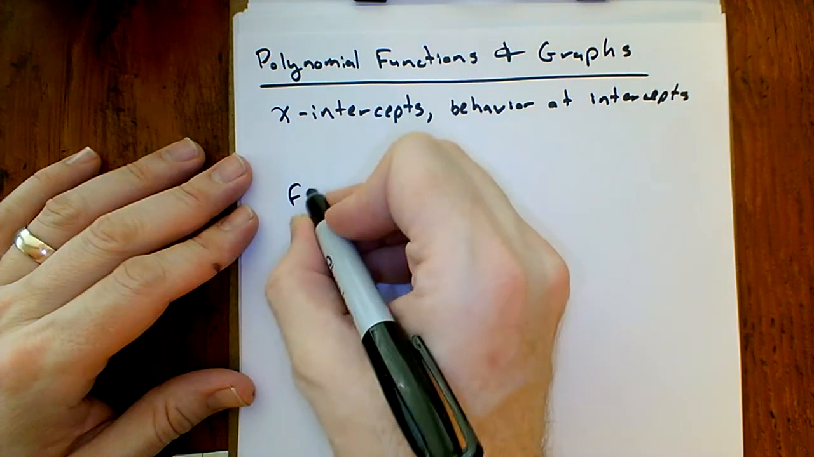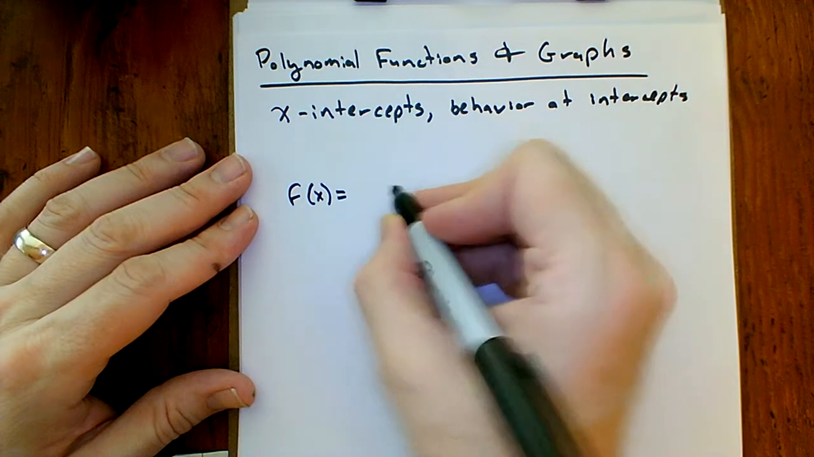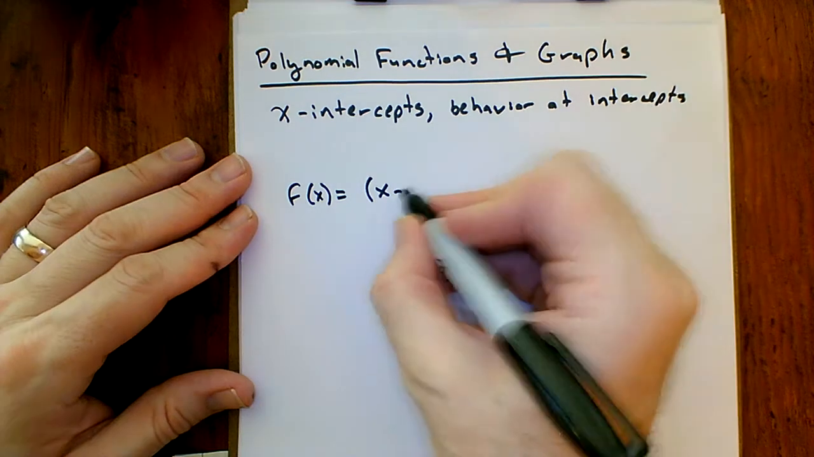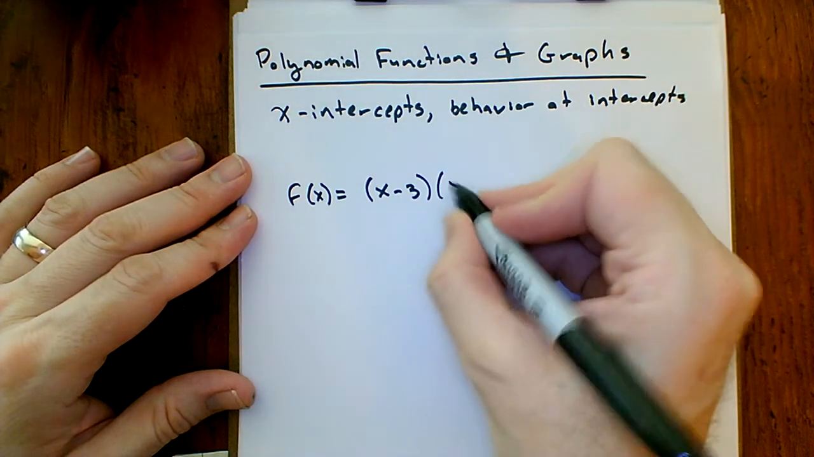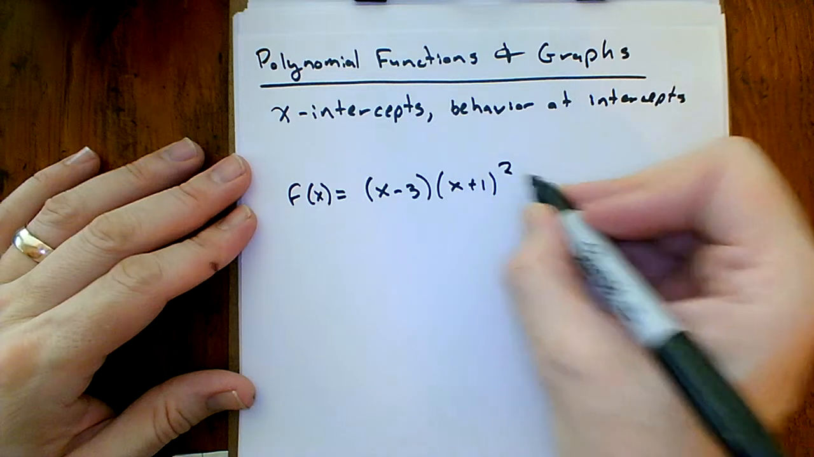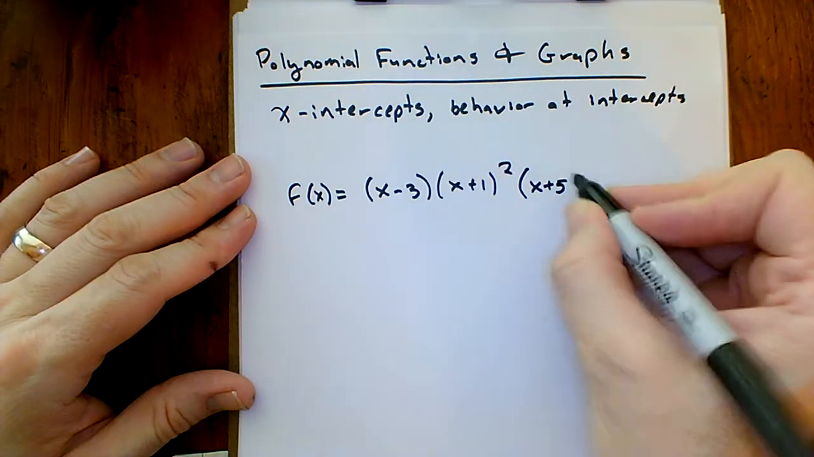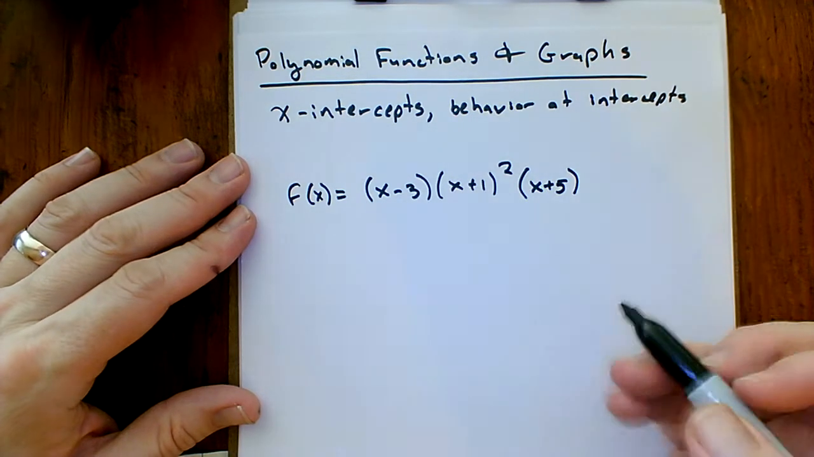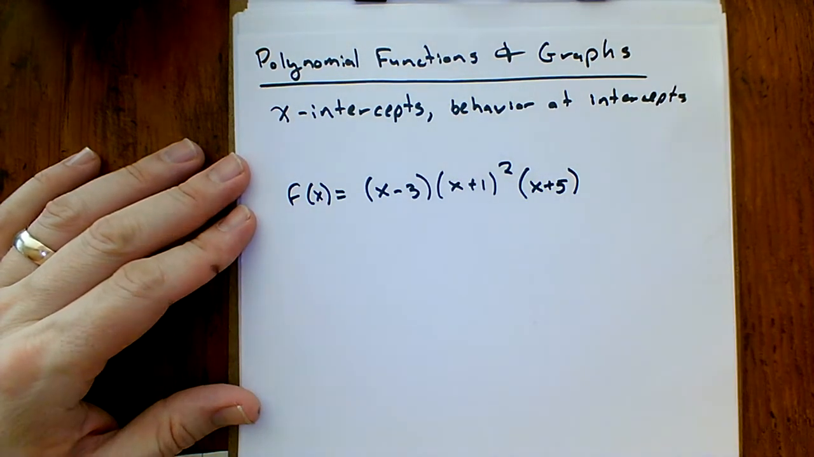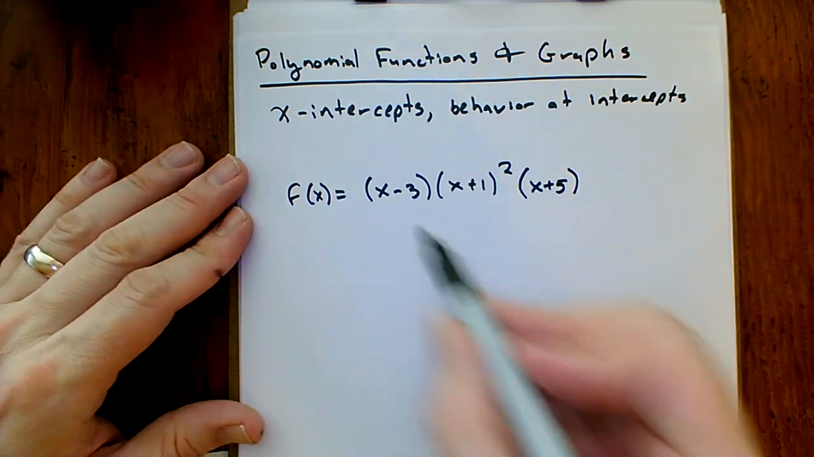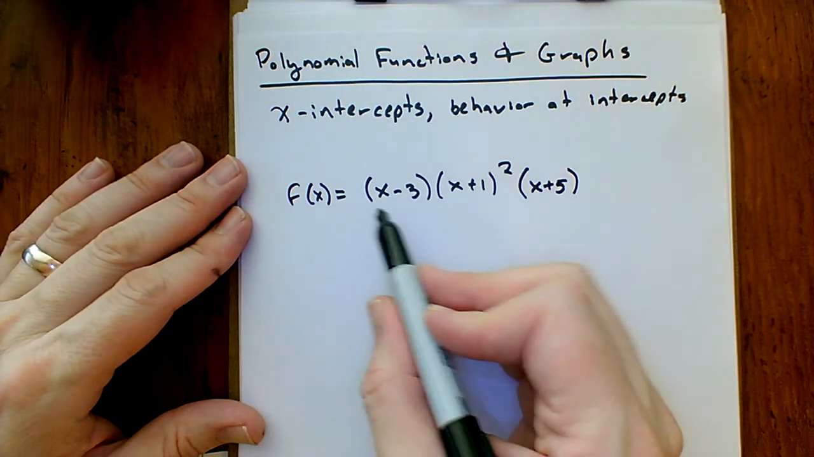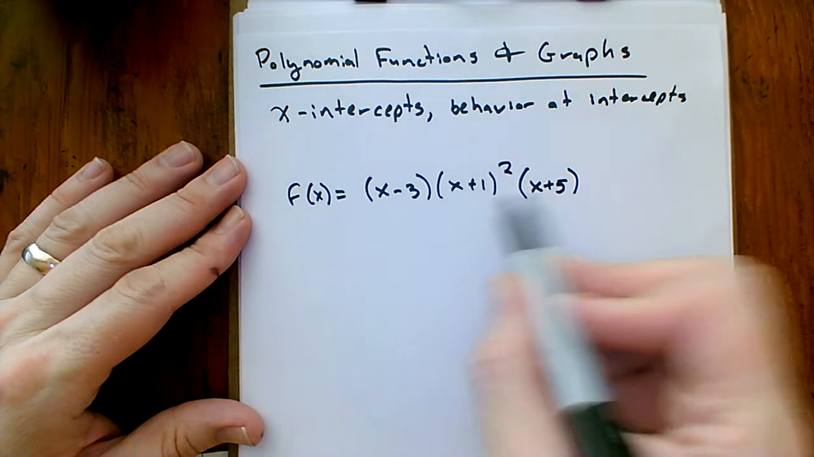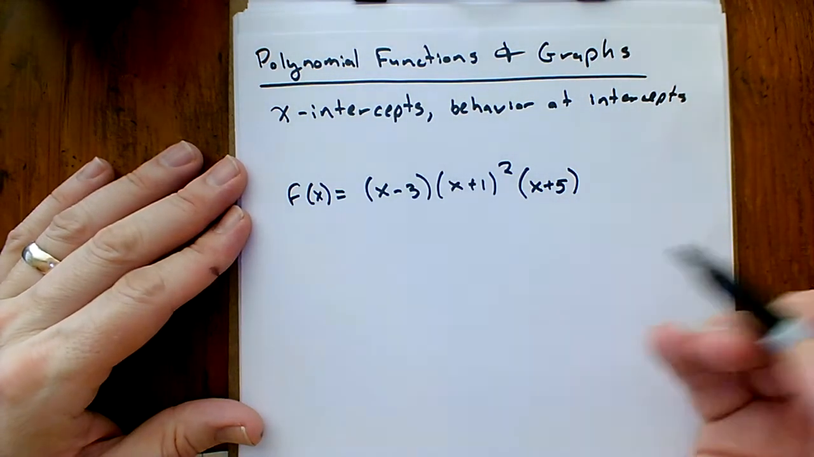So let's say we've got a function, and we're going to have this function in a factored format. Let's say we've got x minus 3, x plus 1 squared, and then x plus 5. So with this, I've got 3 different factors. Now, it's a little hard to tell, but we could actually tell what the overall degree of this function is just by adding up the degrees of these individual factors.